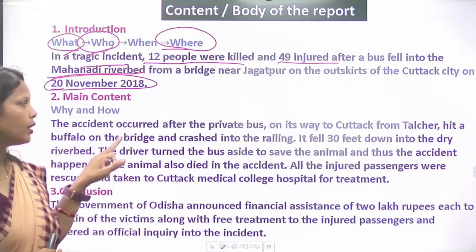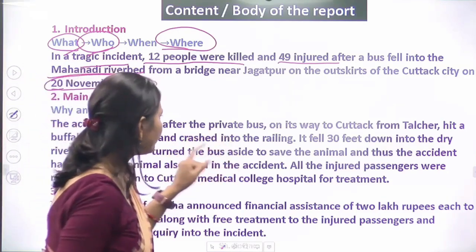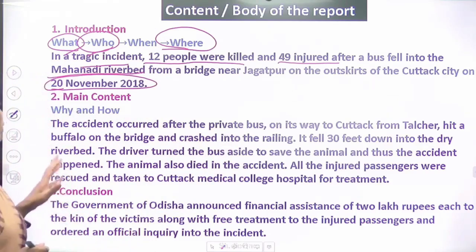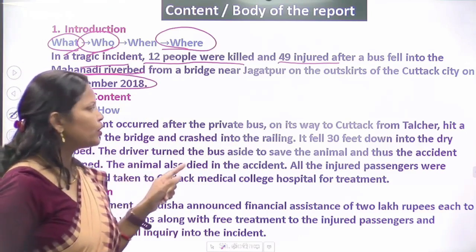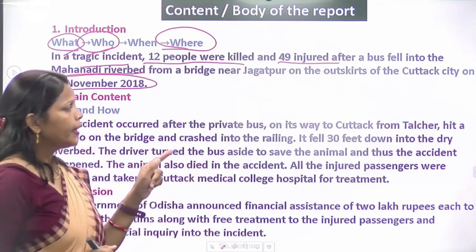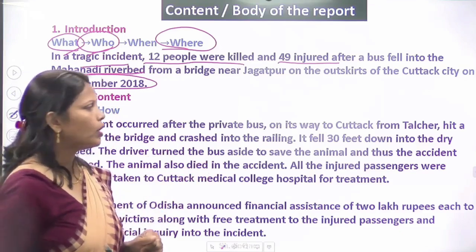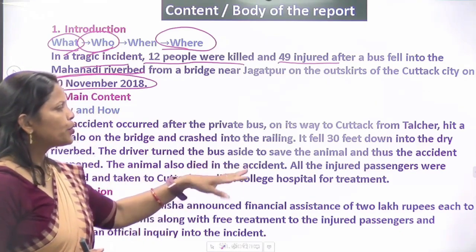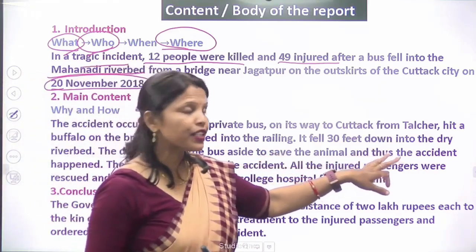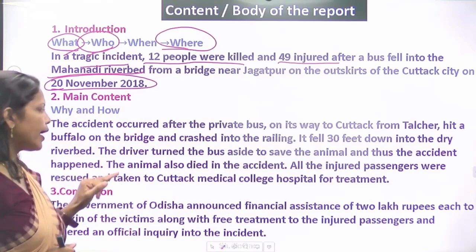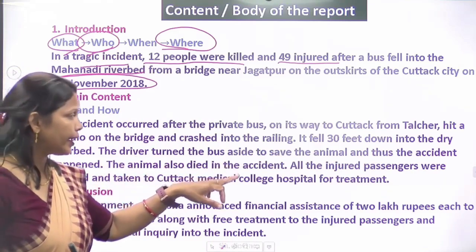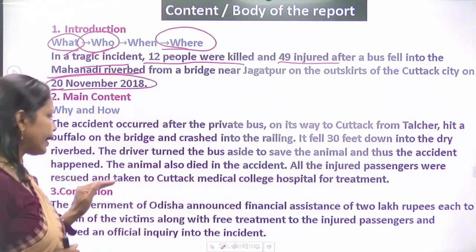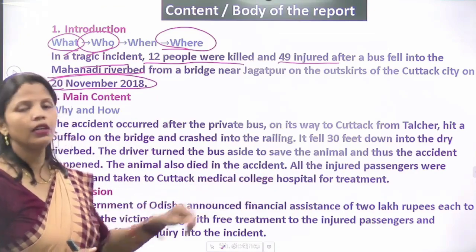The accident occurred after the private bus on its way to Cuttack from Talcher hit a buffalo on the bridge and crashed into the railing. It fell 30 feet down into the dry river bed. The driver turned the bus aside to save the animal and thus the accident happened. The animal also died in the accident. All the injured passengers were rescued and taken to Cuttack Medical College Hospital for treatment.